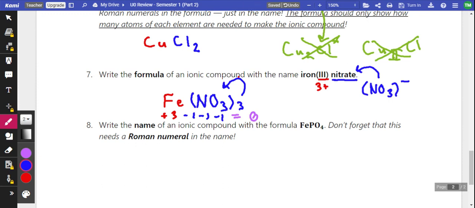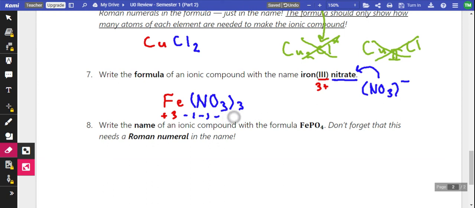So you've got Fe and 3 of those NO3s. Okay? Again, in the formula, we don't need to show the charges in the end. So what we're left with is just this Fe(NO3)3. That's our formula for this.